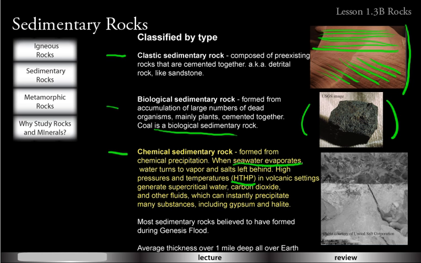That can happen in volcanic settings, and you get supercritical water, carbon dioxide and other fluids. Something interesting that happens there is that those can instantly precipitate many substances, including gypsum and halite. So let's say you had some salty water flowing towards a source of magma. Water changes its properties as it gets warmer, and it can't dissolve as much halite or gypsum as its temperature increases, so these fall out as solids.